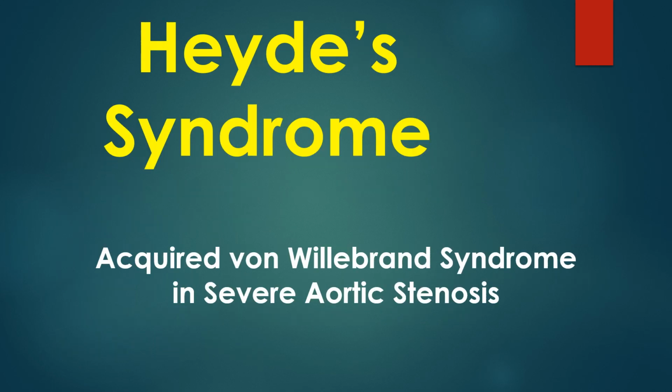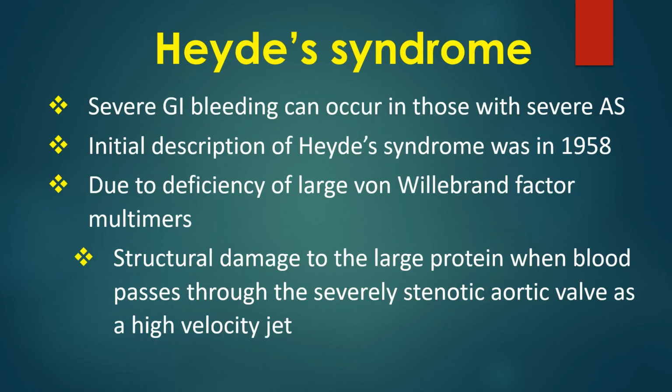Heyde syndrome is acquired von Willebrand syndrome in severe aortic stenosis. Severe gastrointestinal bleeding can occur in those with severe aortic stenosis. The initial description of Heyde syndrome was in 1958.